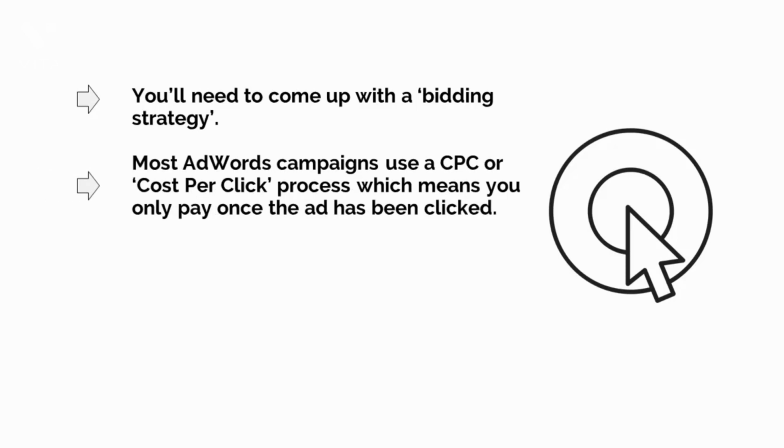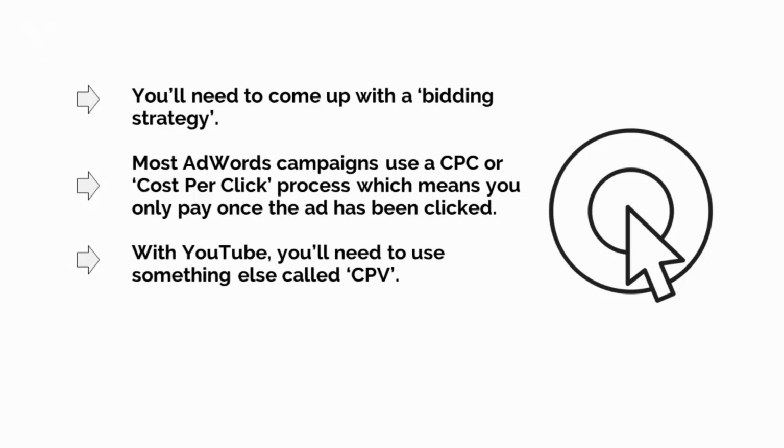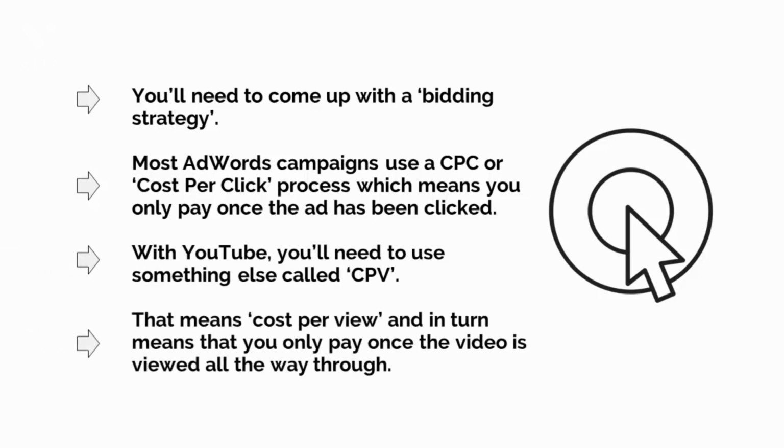So with this all linked, you'll need to come up with a bidding strategy. Most AdWords campaigns use a CPC or cost per click process, which means that you only pay once the ad has been clicked. With YouTube though, you'll need to use something called CPV. That means cost per view, and in turn means that you only pay once the video is viewed all the way through. We'll talk about this a bit more in a moment, but for now, all you need to know is that the amount you bid is the amount that you'll pay for each view.